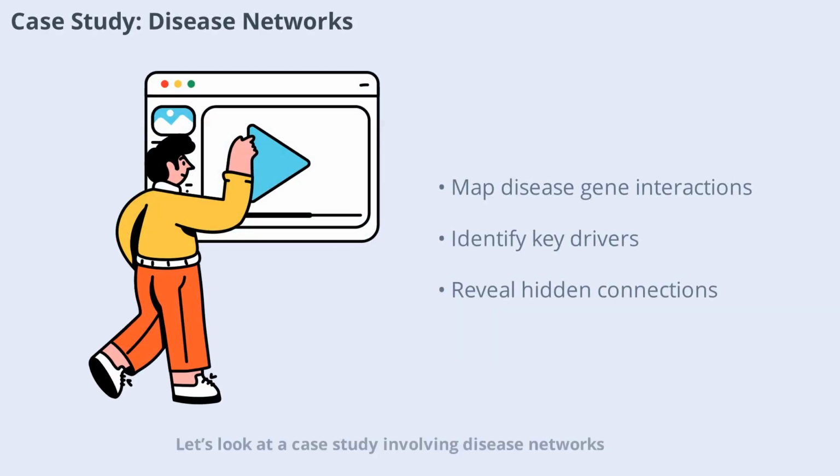Let's look at a case study involving disease networks. By mapping the interactions between genes associated with a particular disease, researchers can identify key drivers and potential drug targets. Analytical tools help prioritize candidates for further study and reveal connections that might not be obvious from traditional analyses. This approach has led to breakthroughs in understanding complex diseases like cancer and Alzheimer's.